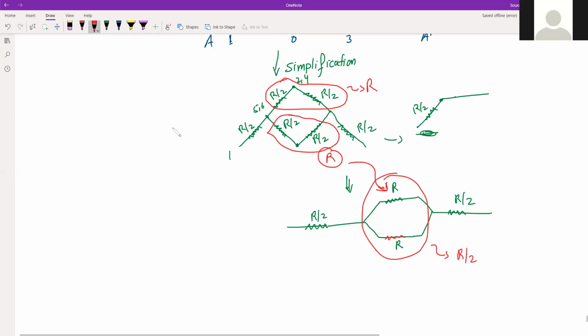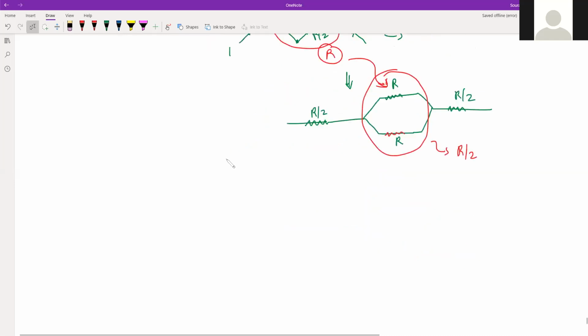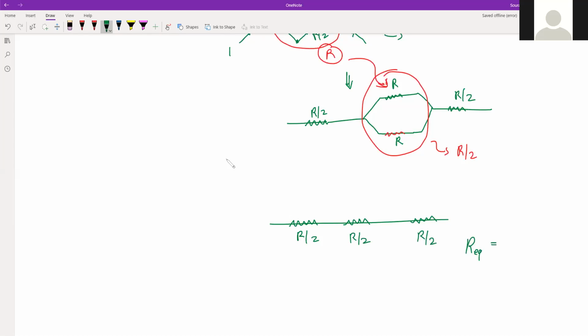So now the simplified form of this will be R by 2, R by 2 and R by 2 in series. So the total, that is R equivalent, will be equal to 3R by 2. So this is the method of solving some complex but symmetrical circuits.